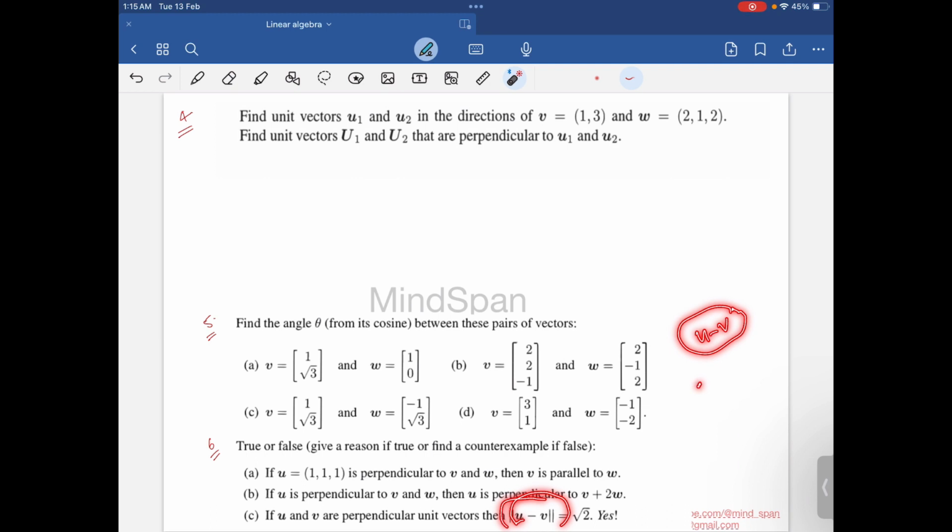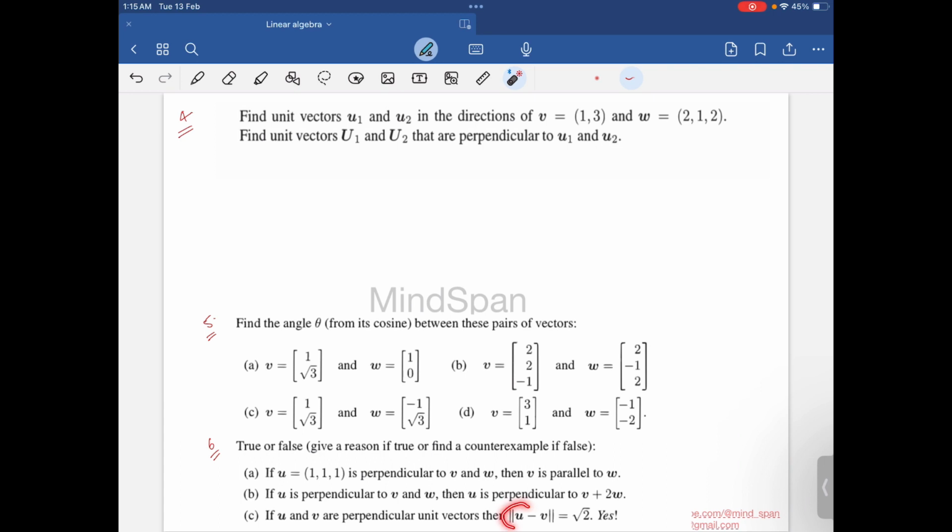Just take the dot product with itself. If I ask you what will be the length of this vector w, what will you do? Simply take the dot product with itself. It will give you the length square, right? And take the root of that one, that will give you the length of vector w, right?